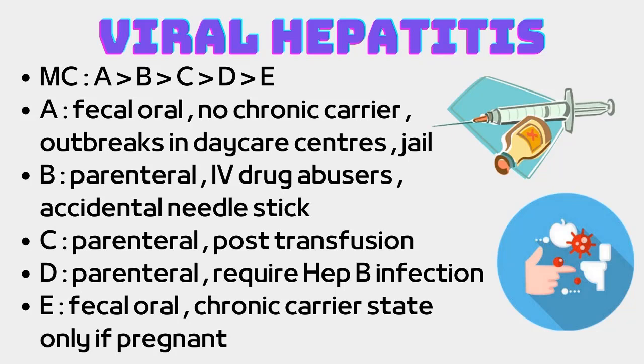Which ones never produces a chronic carrier state? A. What about E? Only if you have E and you're pregnant, and then you could have chronic liver disease. Which one requires another infection before you can infect? D, right? Very good. How about the one that you would get in daycare centers? A, very good. That's a big one.